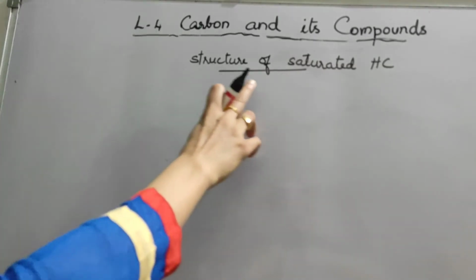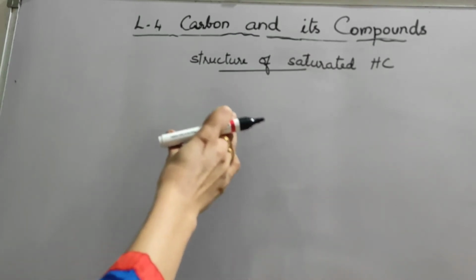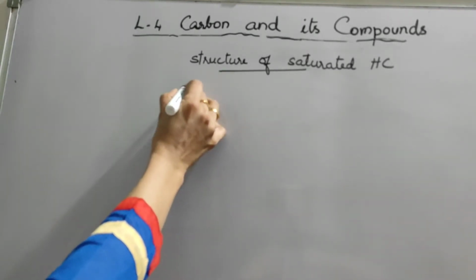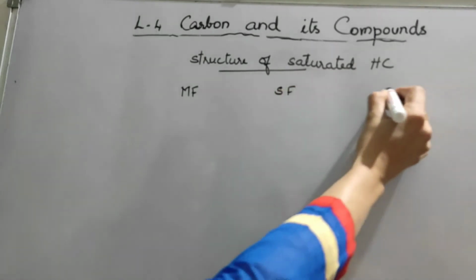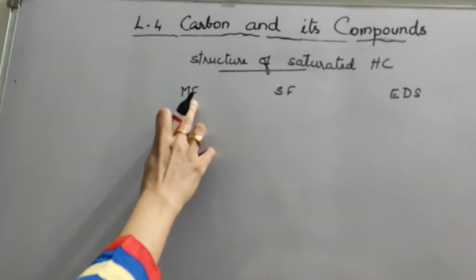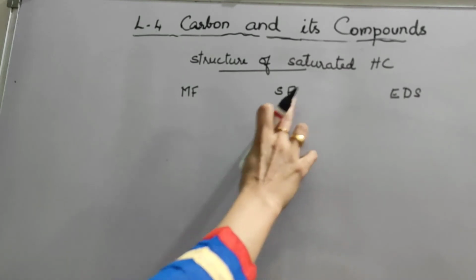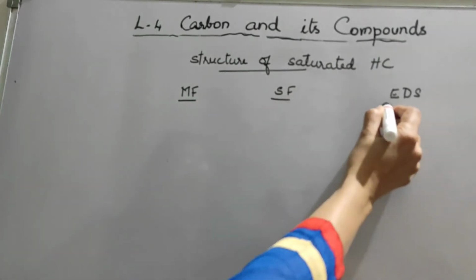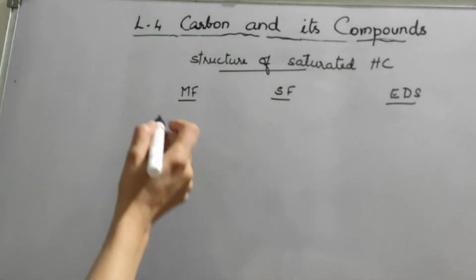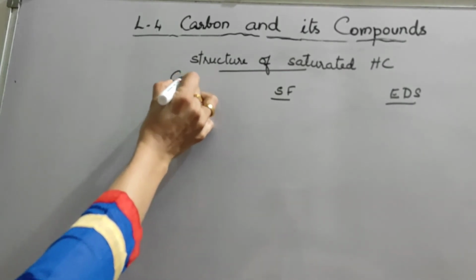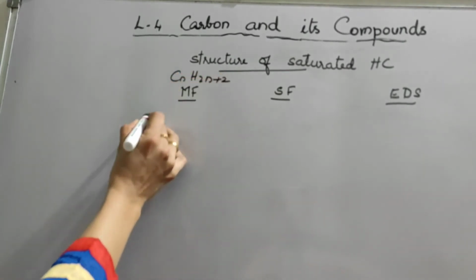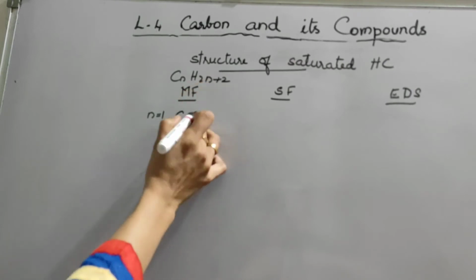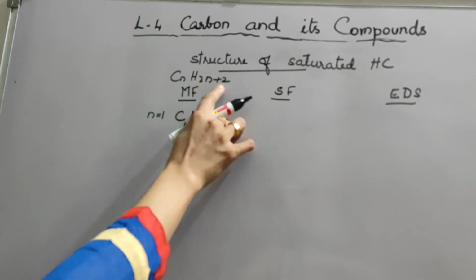Next topic, structure of saturated hydrocarbon. We have to study the saturated hydrocarbon, which we already know is alkane. In the case of alkane, we have to study the molecular formula, structural formula and electron dot structure. MF means molecular formula, SF means structural formula, EDS means electron dot structure, and we have to study each separately. For the first member of alkane, the general formula is CnH2n+2. Put n equal to 1. C1, and hydrogen is 2 into 1 plus 2, that is 4.